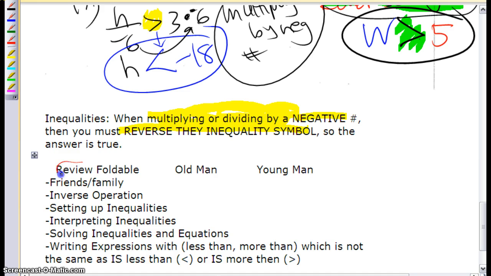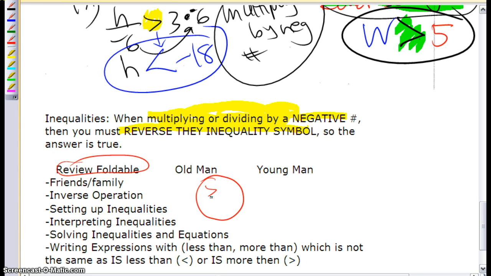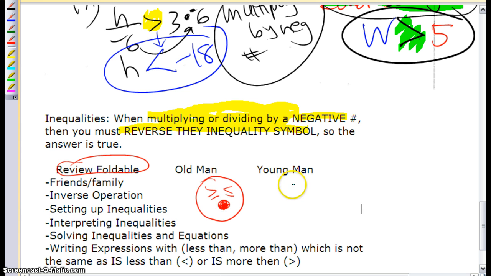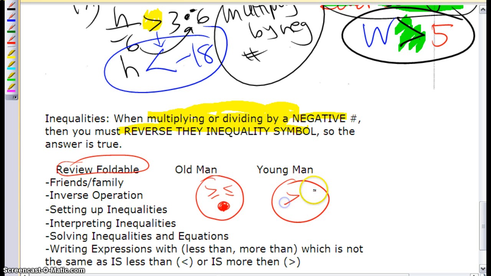Some things to do is review your foldable. Some of the strategies we looked at when we're graphing, we did the old man with the greater than or equal to, less than or equal to, and then you have to use a closed circle when graphing, so that's his big nose. The young man doesn't have wrinkles under his eyes and is loud and big, so he's got that open mouth. A couple of strategies: Friends and family is a strategy when solving equations. Inverse operation we also use when we solve inequalities and equations.